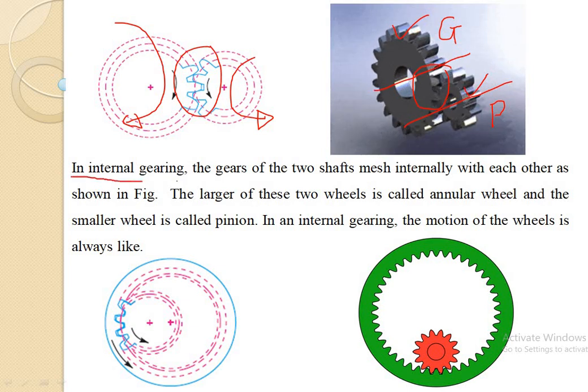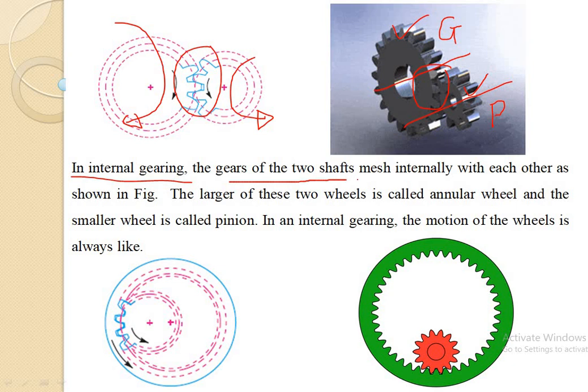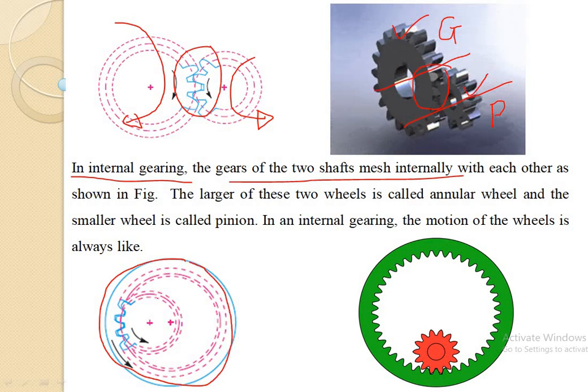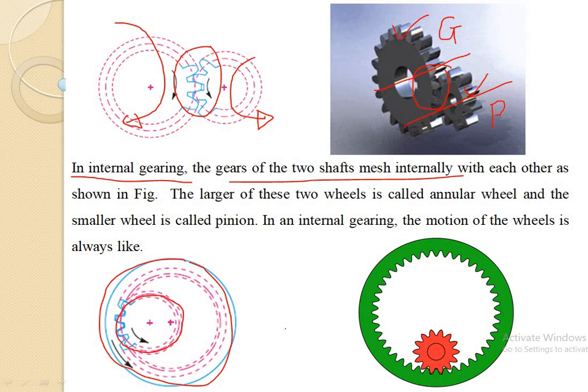Now second is the internal gearing. In case of internal gearing, the gears of the two shafts mesh internally. Look at this. This is one gear and this is another gear. In both cases, the teeth of the gears are meshing internally.